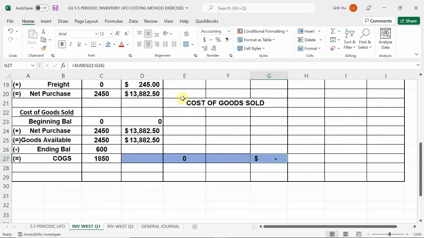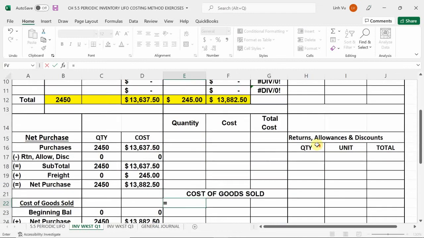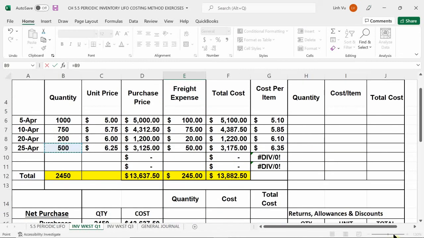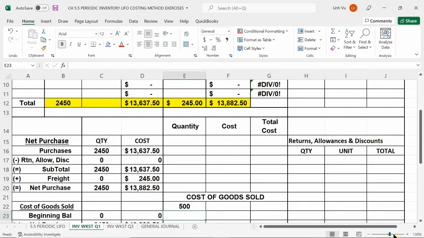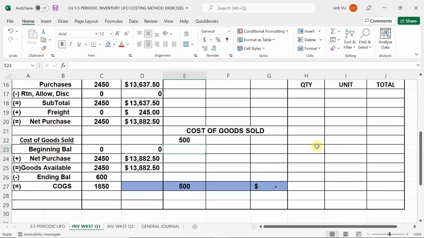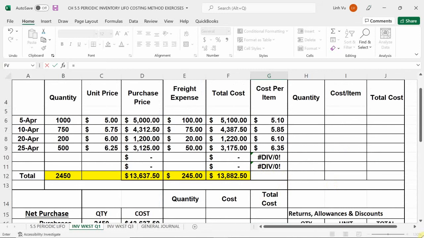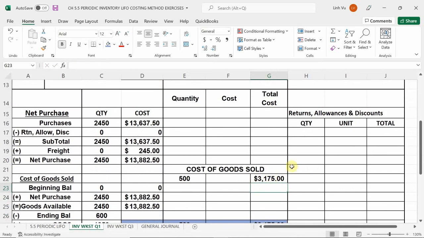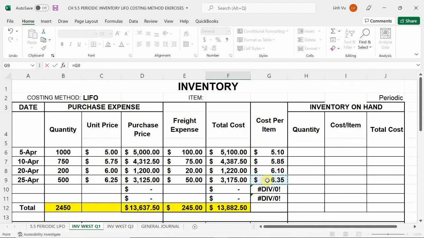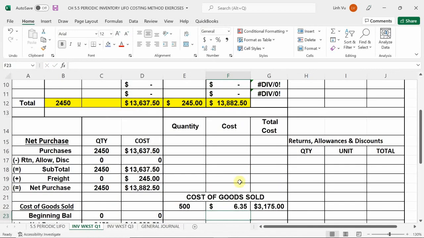1,850 units. So in this case, I can just go ahead and take out this entire batch of 500, because I need to sell a total of 1,850 units. That means I can get rid of this entire batch of inventory, so I don't have to do any calculations. I can just copy and paste it right down here because I know that entire batch is going to cost me $3,175, okay? And of course, you could use the cost per item. This is just a reference point so you know exactly which batch of inventory you just took out from.